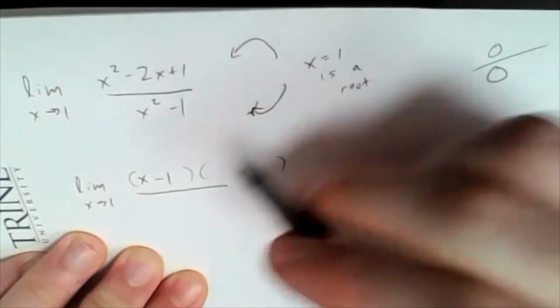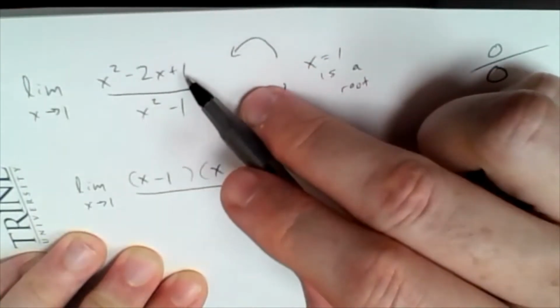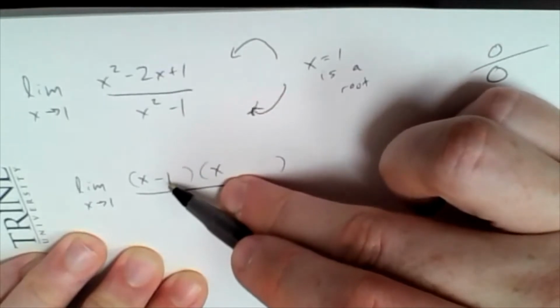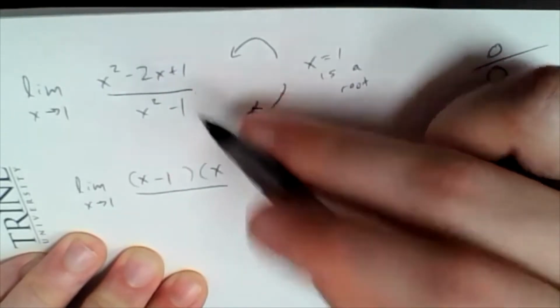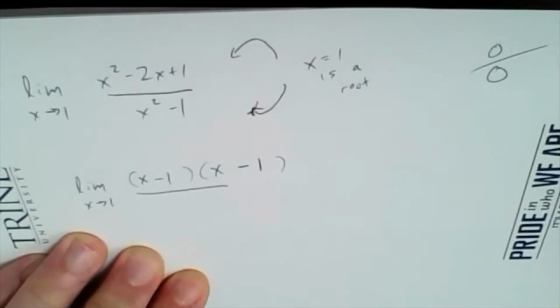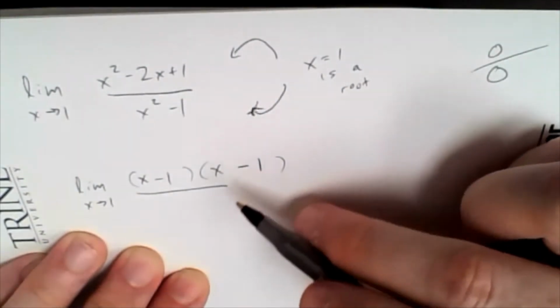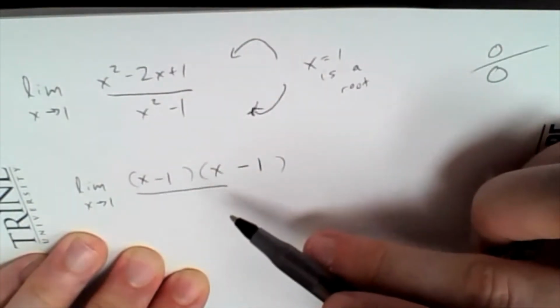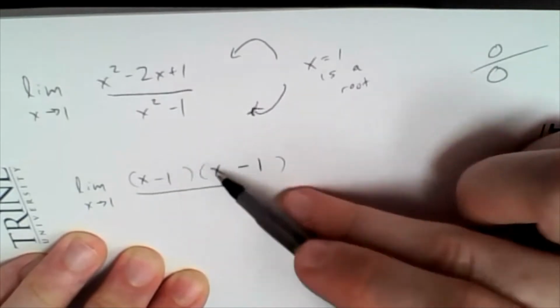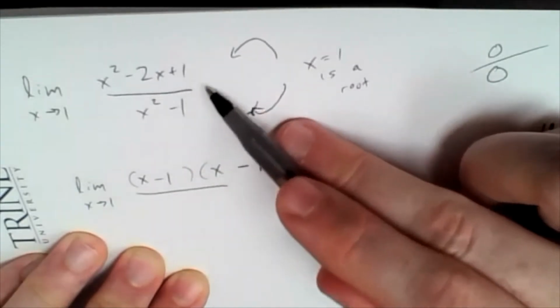The other root here needs to be the number which multiplied by minus 1 gives positive 1. So I am forced to say that this factorization must be (x minus 1) times (x minus 1). And I can multiply that out and double check. This is what I get.